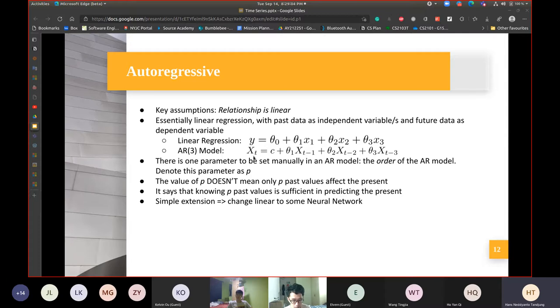Xt minus 1 and xt minus 2? Yes, correct. But because your xt was actually derived from t minus 1, t minus 2, and t minus 3, technically the value of t minus 3 is influencing your t plus 1, even though you set p to 3. Does that make sense? So it doesn't mean that only 3 days matter, because your t minus 3 would actually have influenced your prediction also.